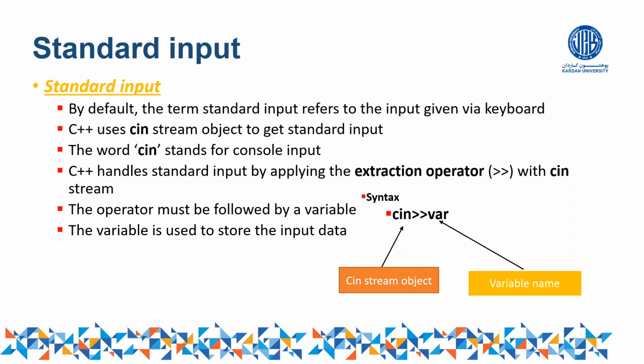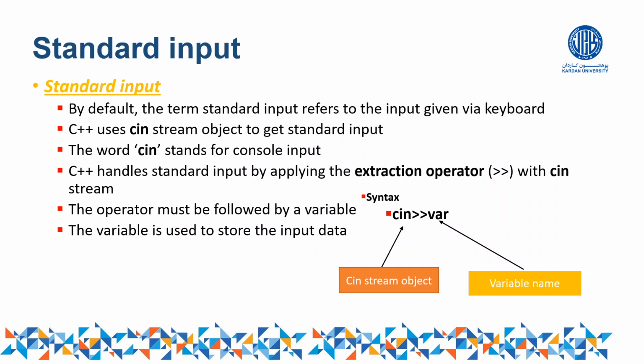We have to include the iostream header file in our program because it uses 2 of its objects. One is cout for displaying something on the screen, and another is cin for taking input from the user when the program executes. The word cin stands for console input. Console input is basically our keyboard, the input device. So we will give some value through the keyboard, and that value will be stored in a variable.